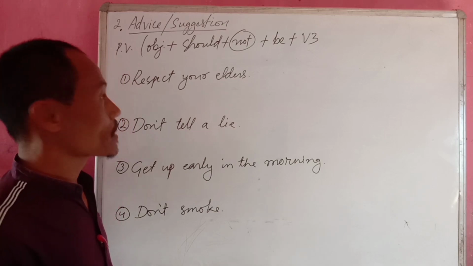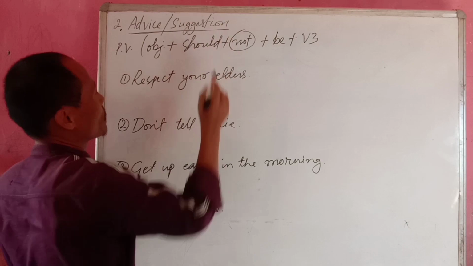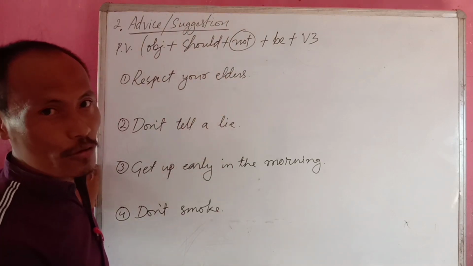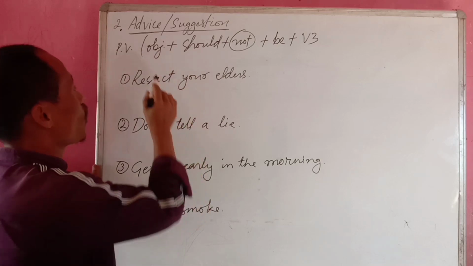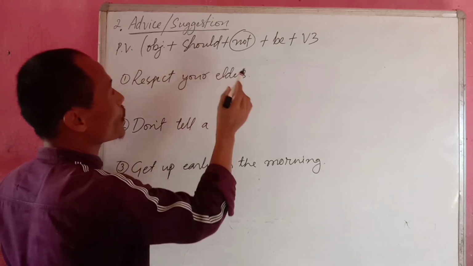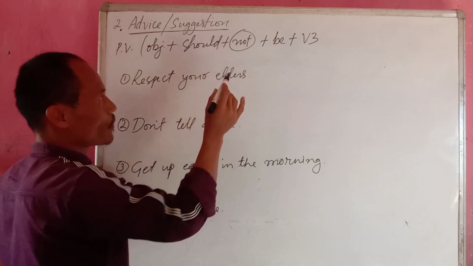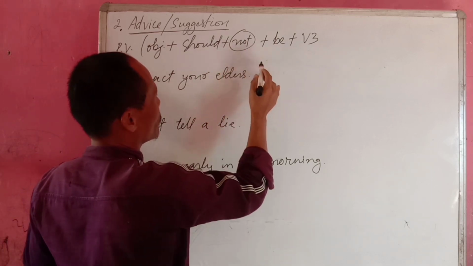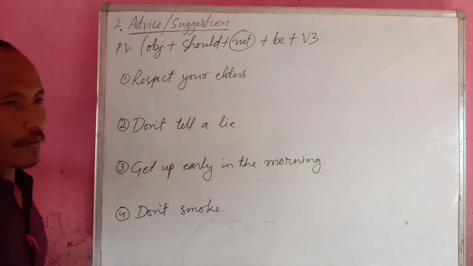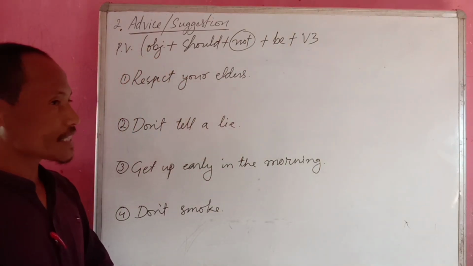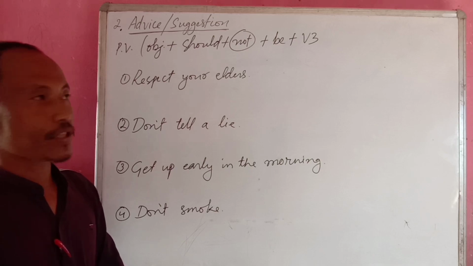Next one, that is, if the sentence is advice or suggestion, then in order to change into passive voice, we have to apply this formula. That is, object plus should. If it is a negative sentence, we will use this not. If it is affirmative, then we will not use this not, plus be plus the verb changed into third form. Let us take some examples and change this into passive voice.